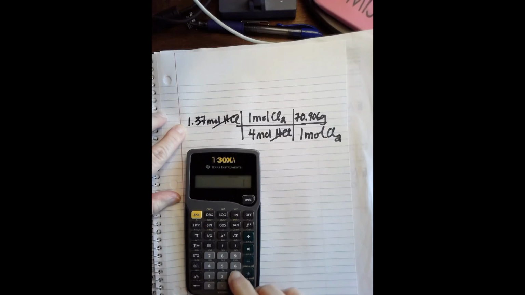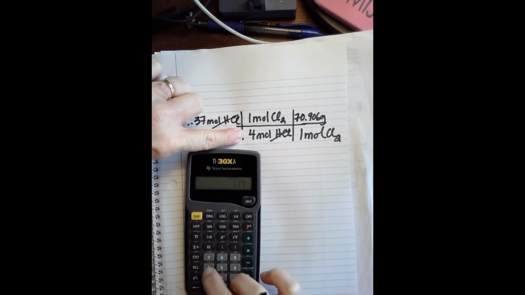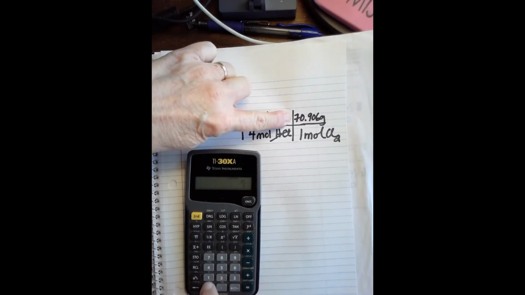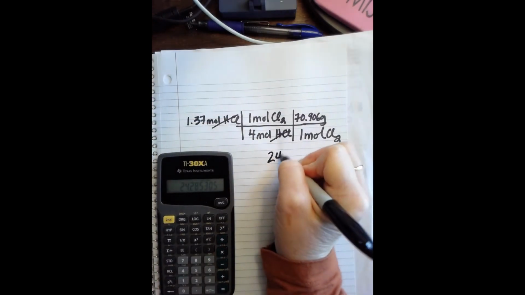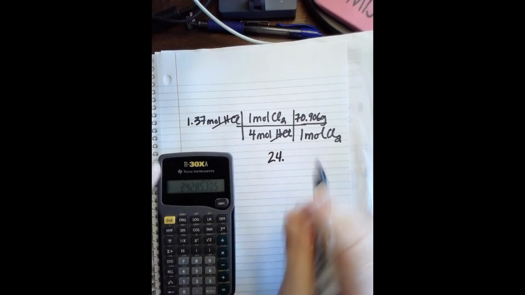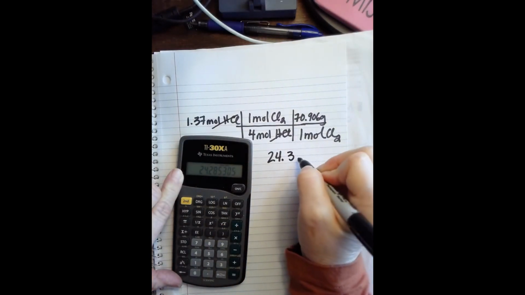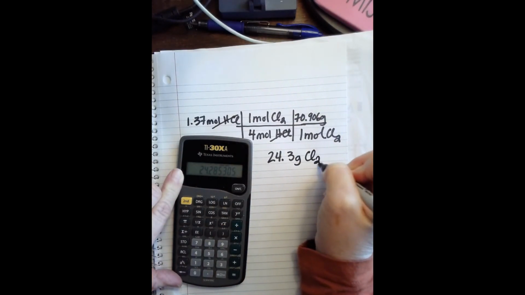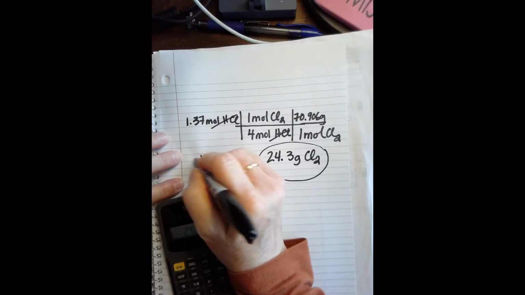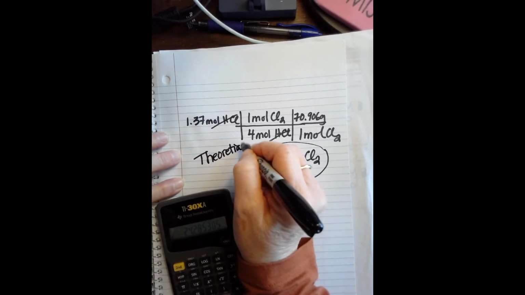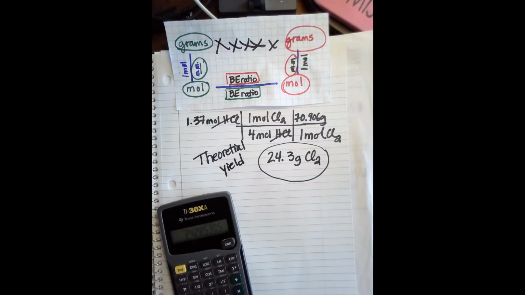So 1.37 times 1 divided by 4 times 70.906 equals, I would probably run that twice to make sure I got the same numbers. I can only have 3 sig figs, so you can see in my calculator I've got more numbers than that. That 8 makes that round. So 24.3 grams of Cl2 has been produced. Guys, when we get that answer, that is the theoretical yield. When we do the stoichiometry path, we have calculated the theoretical yield.